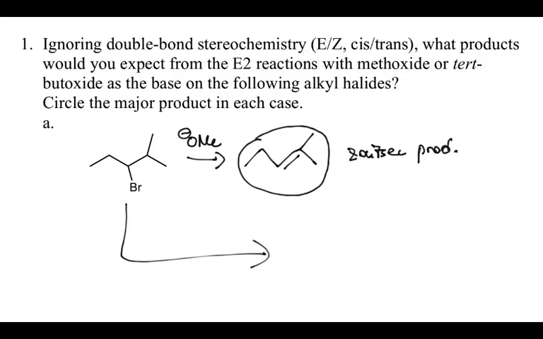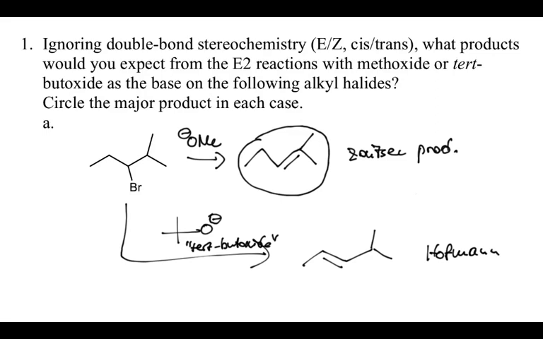Now with tertiary butoxide, it looks like this. That's tertiary butoxide. With tertiary butoxide, you form the less substituted alkene. This one. Sorry, I'll do it like this. Okay, and so this would be called, how is it called? A Hofmann product. I don't know if it's two F's or one F. One F. Okay, Hofmann product.